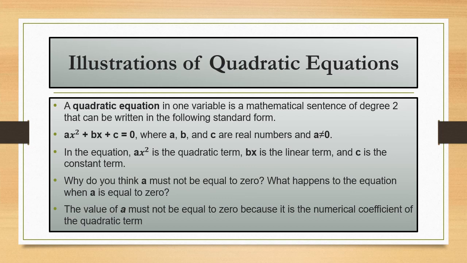Why do you think a must not be equal to 0? What happens to the equation when a is equal to 0? The value of a must not be equal to 0 because it is the numerical coefficient of the quadratic term.